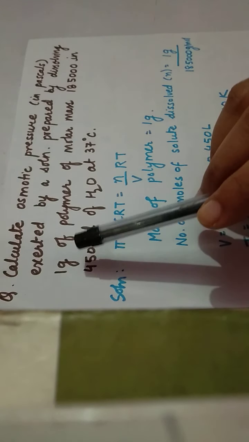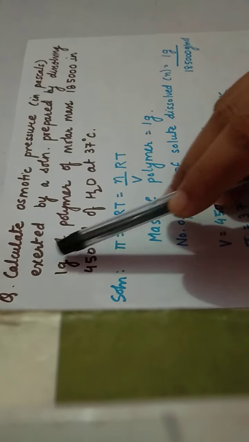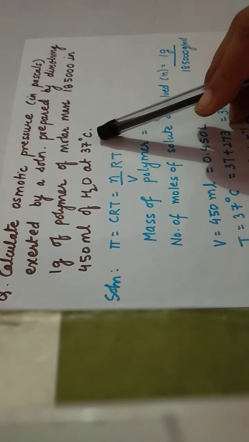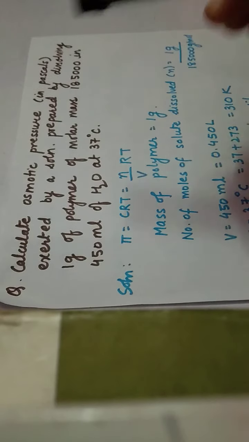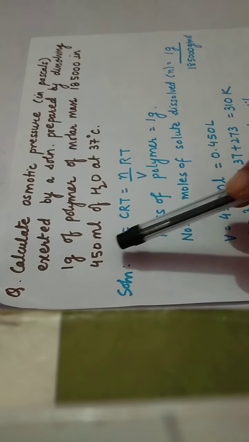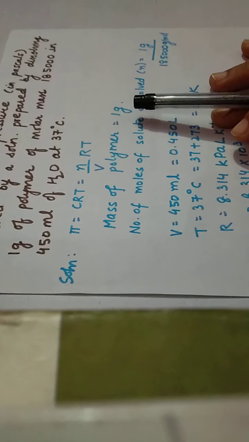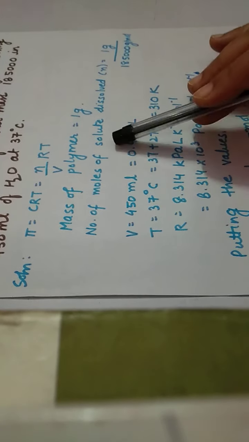So children, a polymer, that is solute of having mass 1 gram and molar mass 185,000 is dissolved in 450 ml of water at temperature 37 degrees Celsius. You need to find out the osmotic pressure. It means mass of the solute is given, molar mass of the solute is given, volume in ml is given, and temperature is given. So mass of polymer is 1 gram. What will be the number of moles, children? We have to put in this formula.